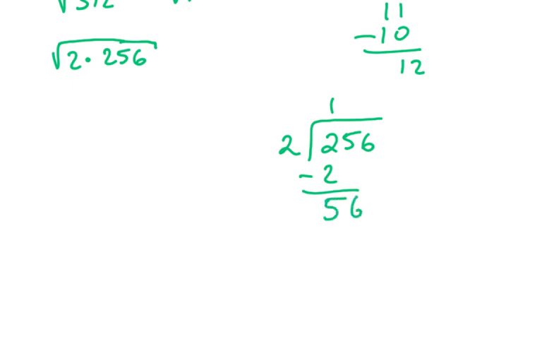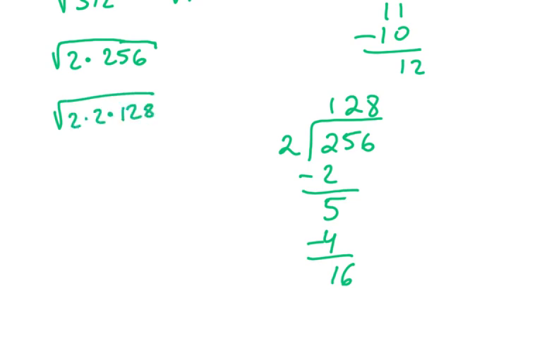So 2 goes into 5 2 times, and 2 goes into 16 8 times. Okay, so this breaks down to 2 times 2 times 128.